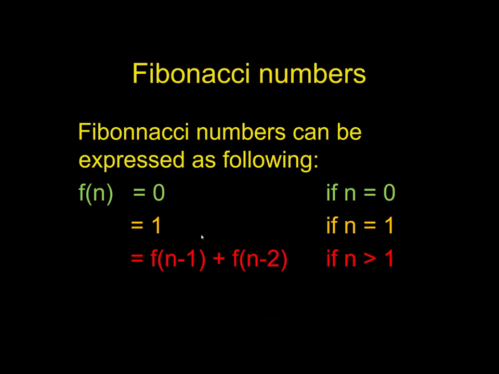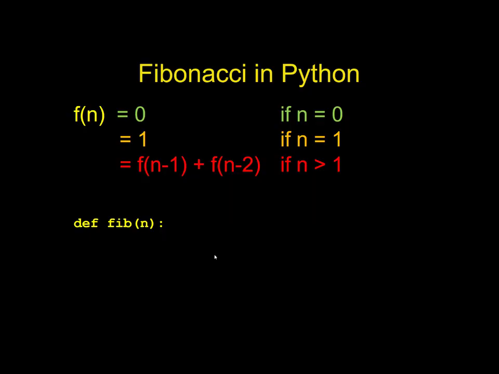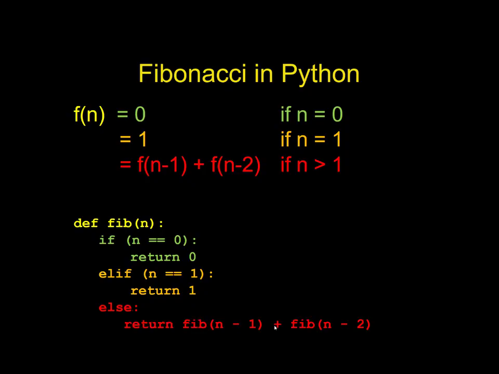To write it in a recursive manner, we have F(n), the Fibonacci number, is equal to 0 when n is 0, is equal to 1 when n is 1. Otherwise, it's equal to the sum of the previous two Fibonacci numbers. This is straightforward to convert to Python. We define fibonacci(n): when n is equal to 0, you simply return 0. When n is equal to 1, you simply return 1. Otherwise, you return the Fibonacci number of n-1 plus the Fibonacci number of n-2.